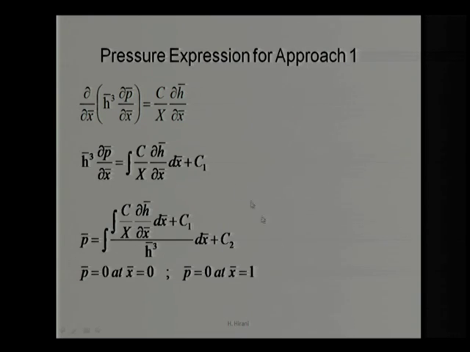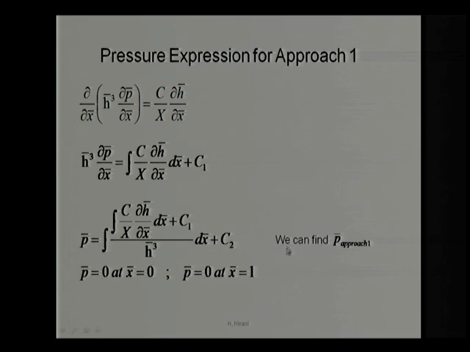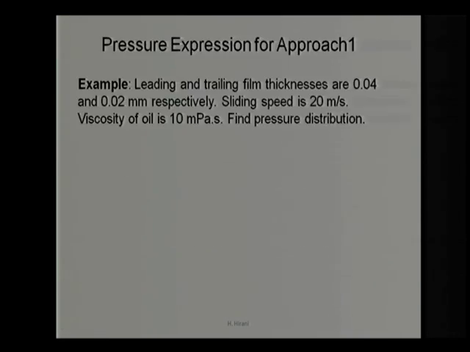To find this pressure distribution, we require the film thickness expression, and that can come only with an example. This is a generalized one. Now, based on a given problem, we can find the value of h, find the gradient of h, substitute this, integrate and get the results. To do that, we can take the same example, and using that example we can find the pressure distribution using approach 1.